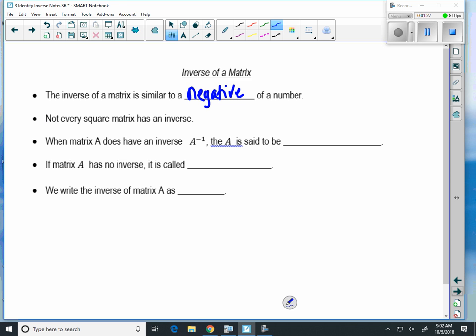Okay? When a matrix has an inverse, we call it non-singular. What does singular mean? One, right? So if it's non-singular, that means it has a partner, the inverse. If it is singular, then it has no inverse.